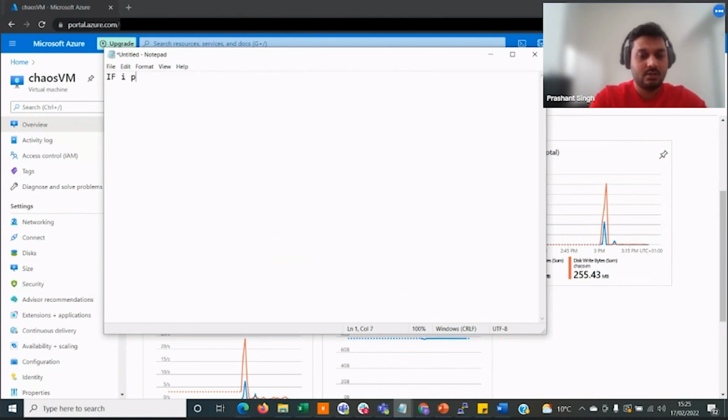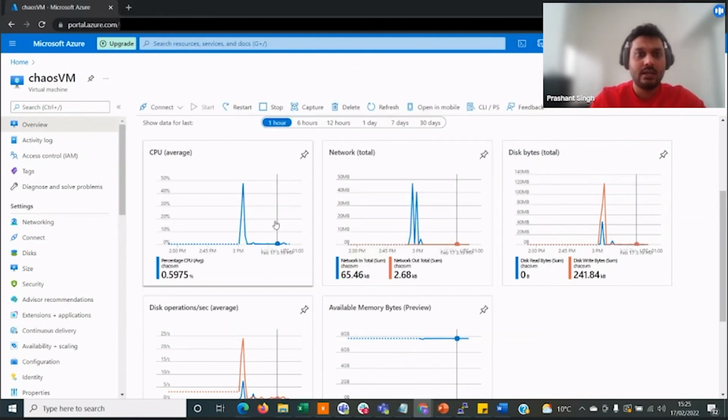If I do a CPU spike in an Azure VM, then Azure Monitor should find it, or display it, whatever, right? That is my hypothesis. And you see, this is a CPU graph, basically.